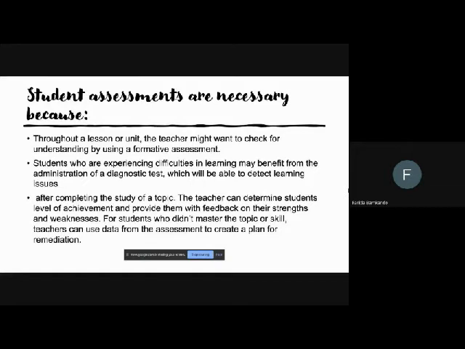Here are some of the reasons why student assessments are necessary. Number one, throughout a lesson or a unit, the teacher might want to check for understanding by using a formative assessment. Also, students who are experiencing difficulties in learning may benefit from the administration of a diagnostic test, which will be able to detect learning issues. Also, after completing the study of a topic, the teacher can determine students' level of achievement and provide them with feedback on their strengths and weaknesses. Also, for students who didn't master the topic or skill, the teacher can use data from the assessment to create a plan for remediation.